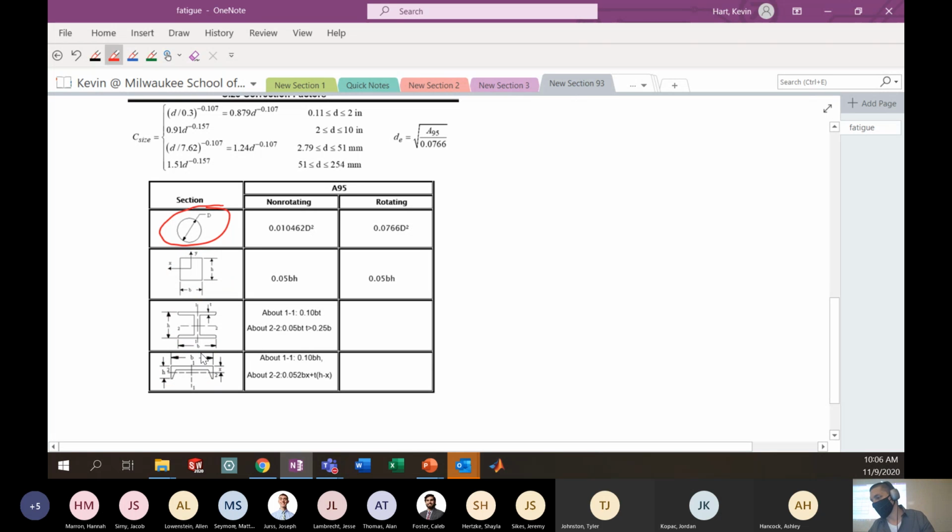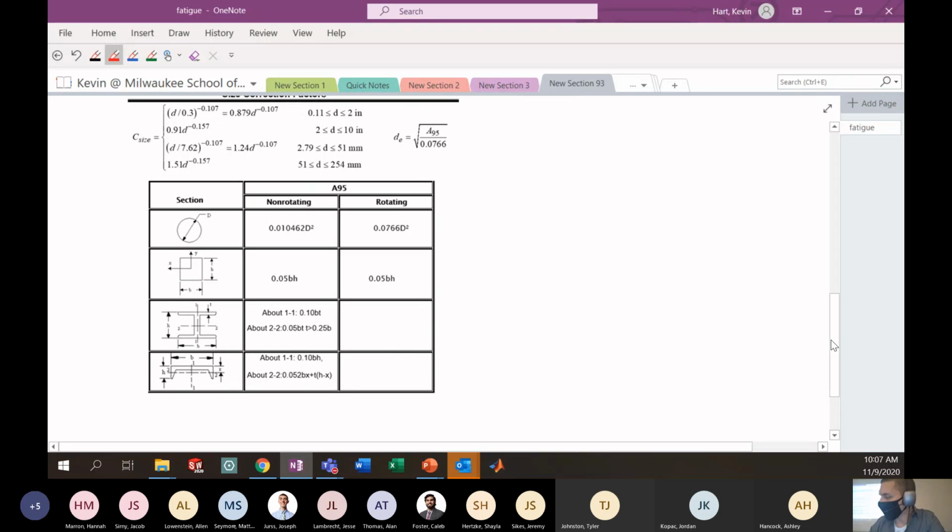All right. So it tells you in this chart how to calculate A95, and calculating A95 depends on if you're in a non-rotating or a rotating loading configuration. These rotating and non-rotating really only applies to bending. It's really hard to have a rotating axial load. I don't even know how you do that. No, that doesn't make any sense. Okay, so non-rotating is usually what you want to go with.